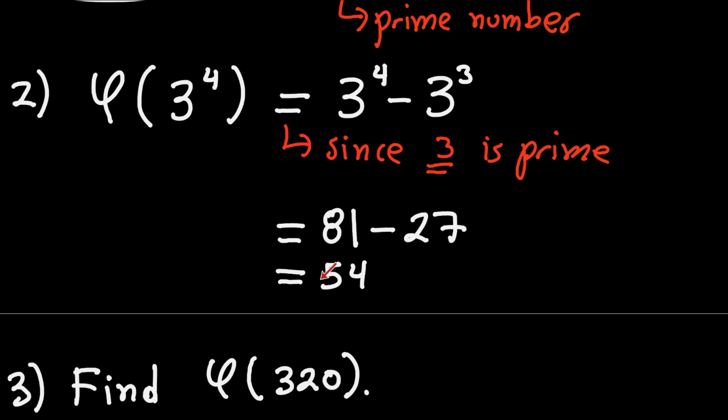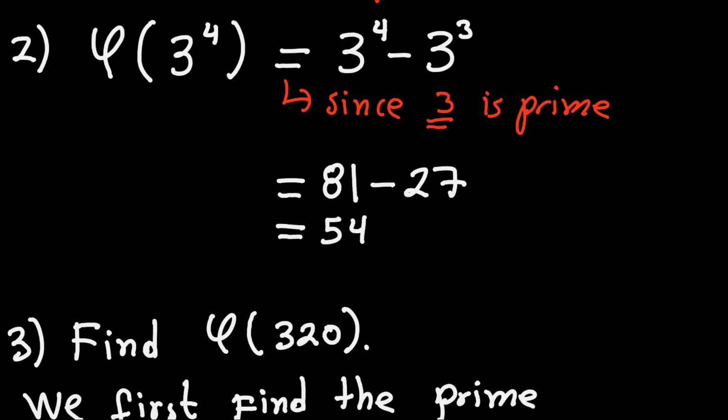54 is the number of naturals less than 3 to the 4 that are relatively prime to 3 to the 4. You see, this is much better to compute this way than using the definition, because if you want to use the definition for this one, 3 to the 4 is 81, so you will have to list all the elements from 1 to 81, and then check which ones are relatively prime. So that's going to take longer than just doing this computation here. So that's the advantage of using the properties.